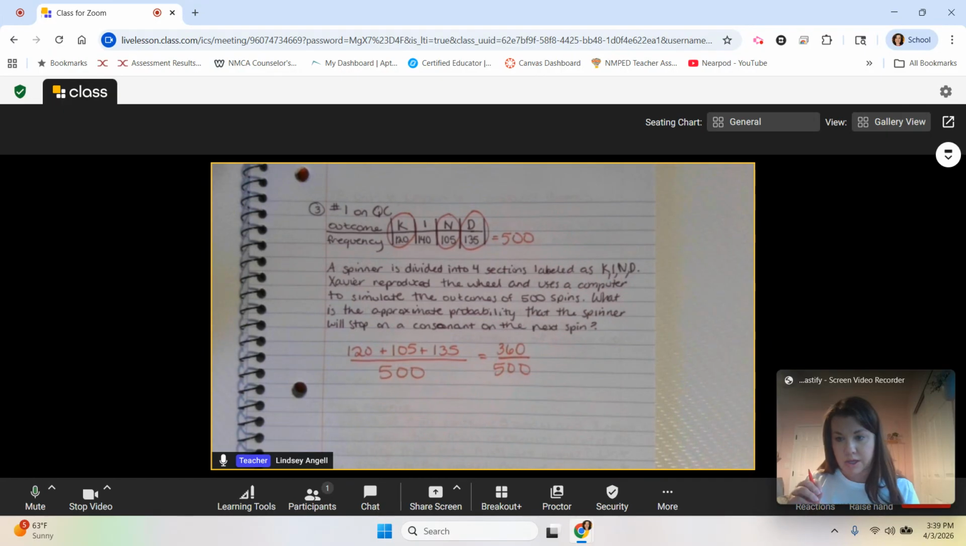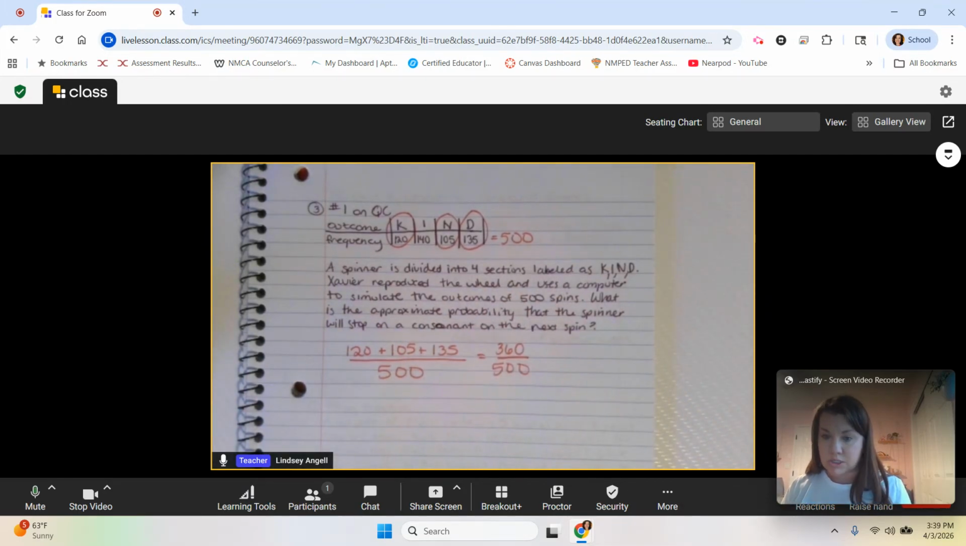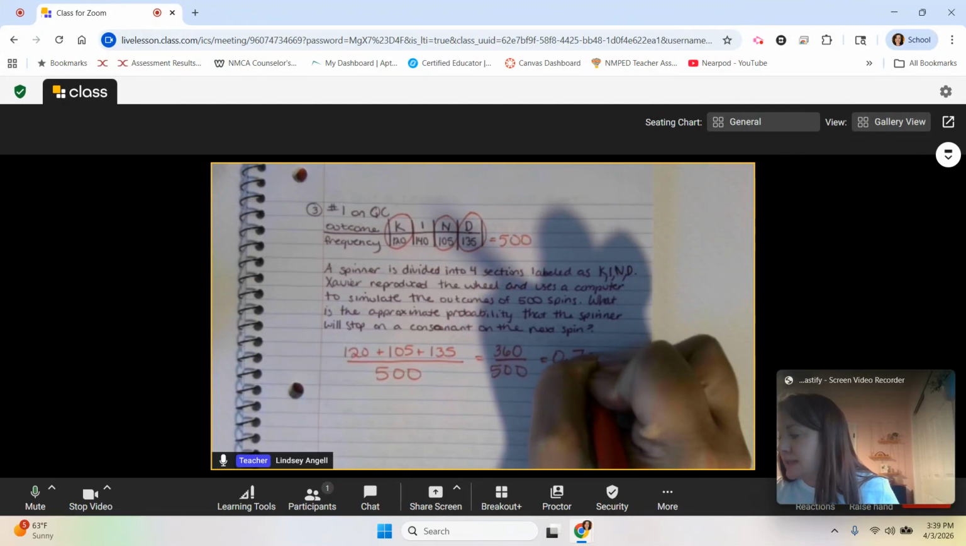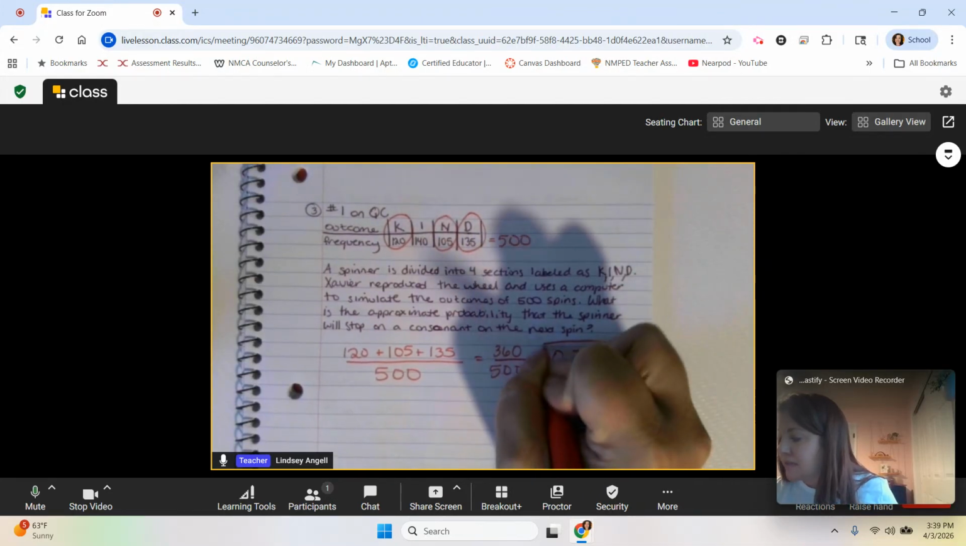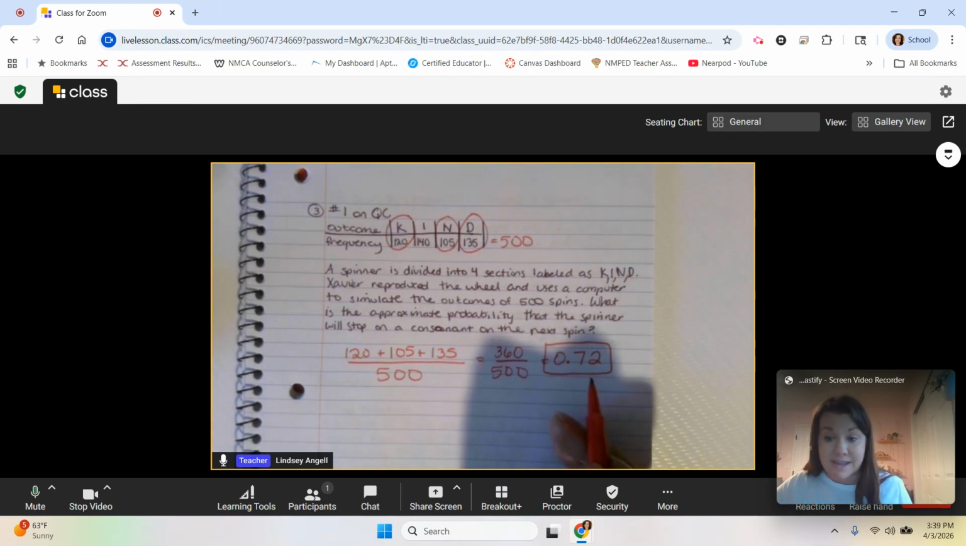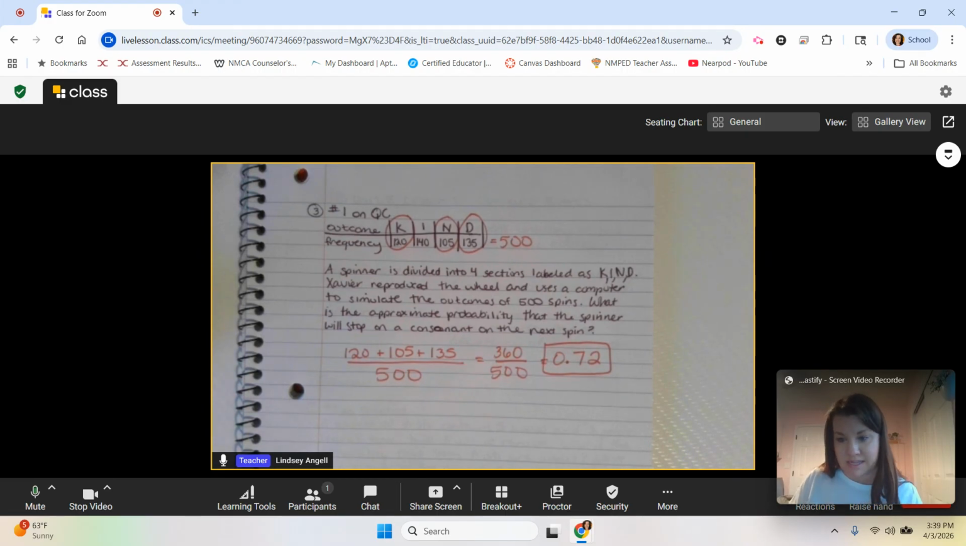Now I know you're not looking at the problems right now, but all of the answers are written in decimal form. So I need to convert this to a decimal, and how I'm going to do that is I'm going to take 360 and divide it by 500, which gives me the decimal of 0.72, and that is the final answer. Okay, so we have a 72% chance of landing on a consonant according to this data. That's one way that you could read that. It just happens to be written in decimal form at this point.